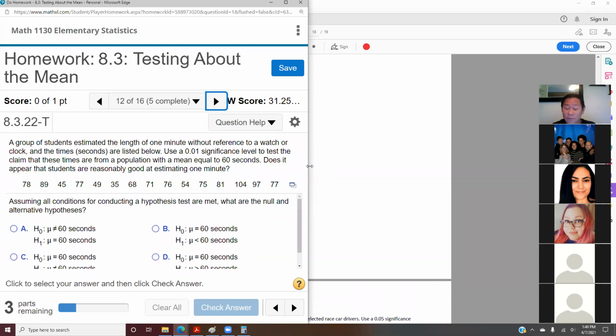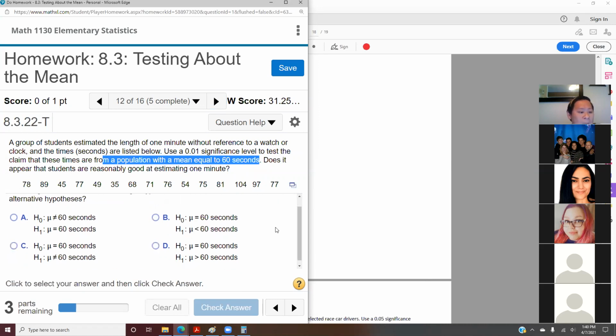So it's a little bit different from the previous example, because there they gave you the mean, standard deviation, and so on. These are talking about a group of students referring to a watch or clock and listing... what does the claim say? Yep, 1 minute is 60 seconds. So what will be your hypothesis statement here? A, B, C, or D? C.